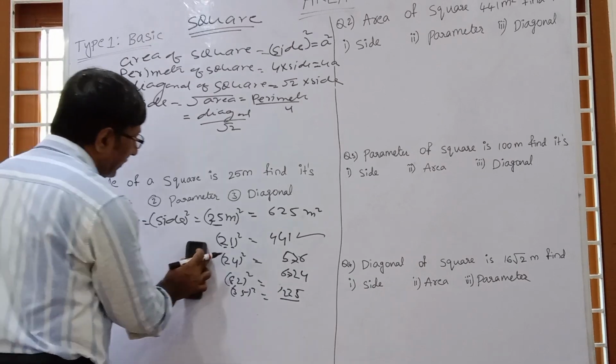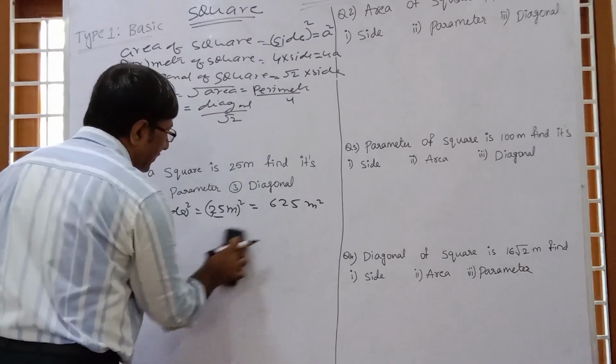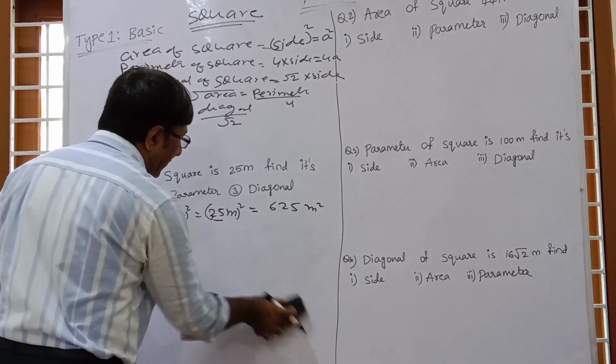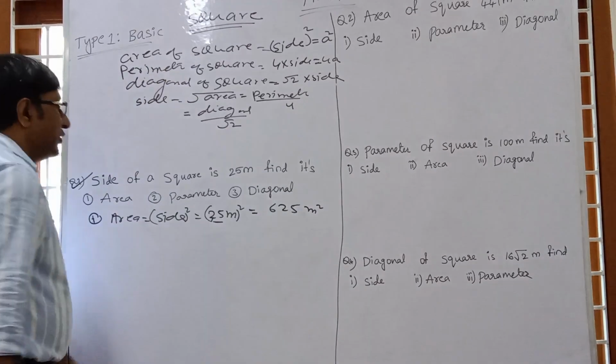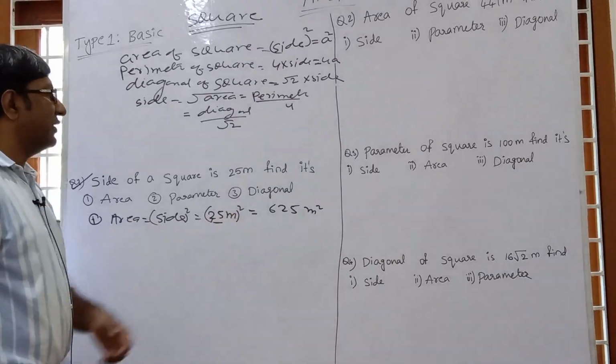Okay. So we have explained a lot of techniques for squaring numbers. You can find this video in our playlist aptitude tips. So now area is side square, so our answer is 625.